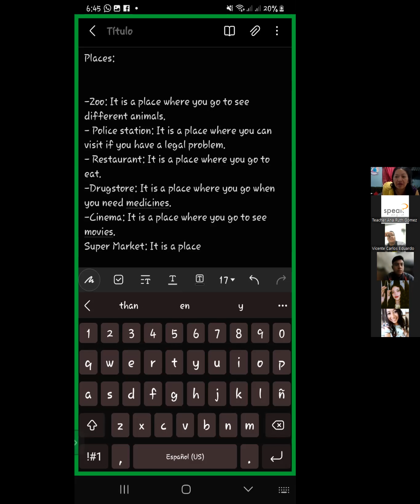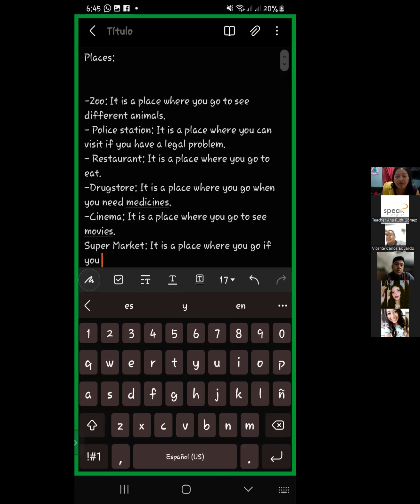Okay, Marta Julia sent one in the chat. Esta la puede escribir después, okay? La que Marta Julia puso en el chat. Now, supermarket. It is a place where you go if you need food, to buy also, that is another option. It is a place where you go if you need to buy food.